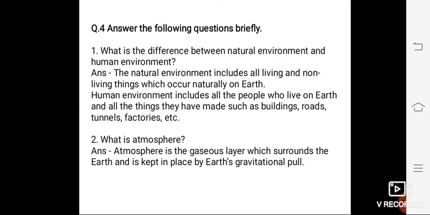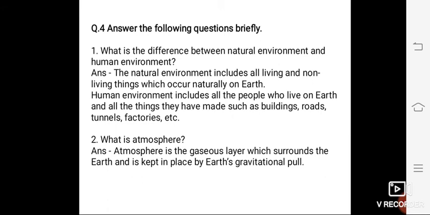Now the next question, answer the following questions briefly. First, what is the difference between natural environment and human environment? Yes, what is the difference, student? The natural environment includes all living and non-living things which occur naturally on earth, right? And human environment includes all the people who live on earth and all the things they have made, such as buildings, roads, tunnels, factories, etc., right?